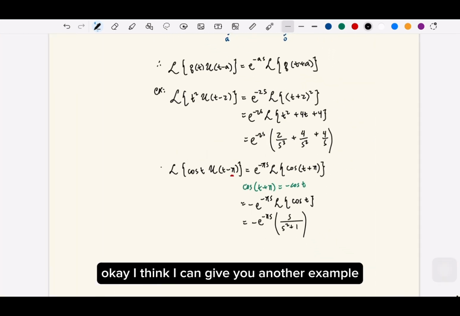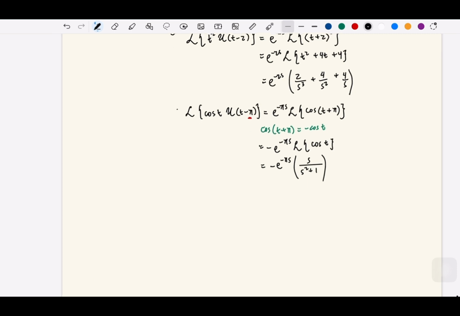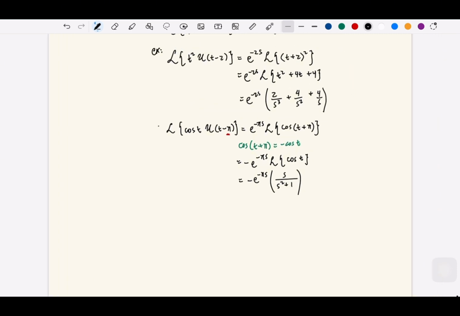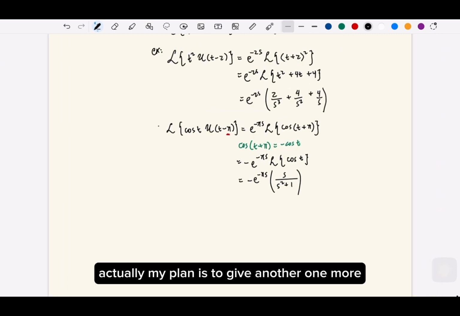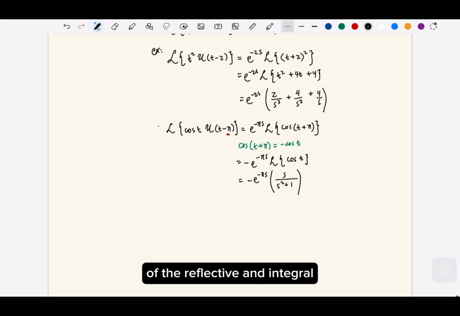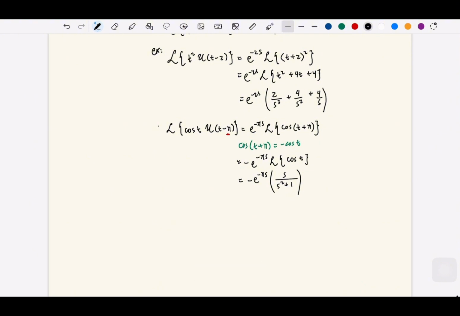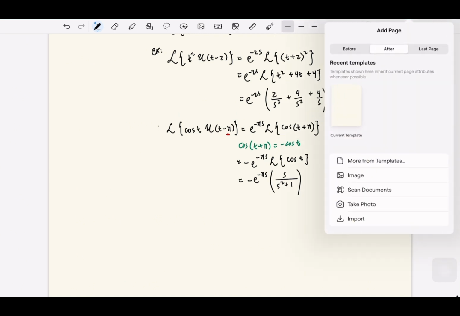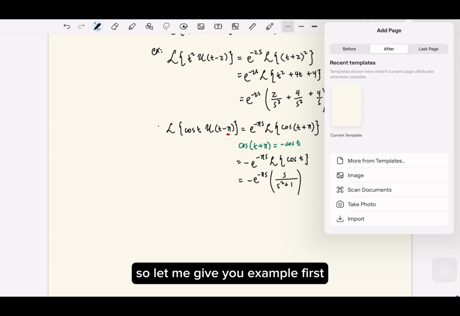Okay, I think I can give you another example. Actually, my plan is to give one more section about the transform of derivative and integral, but I think maybe we skip that. Okay. So let me give you an example first.